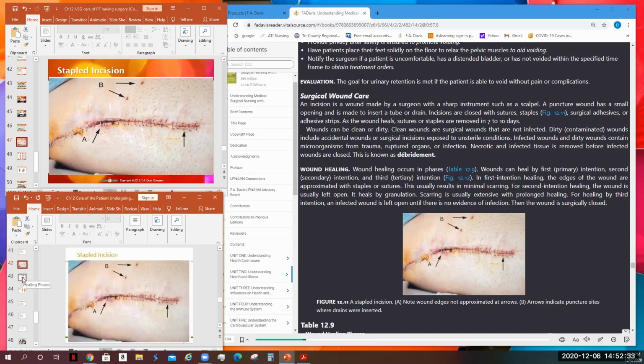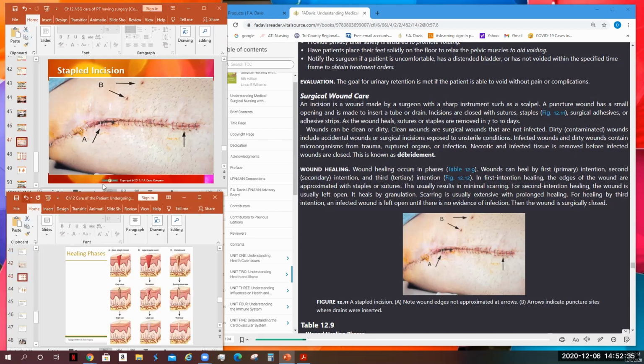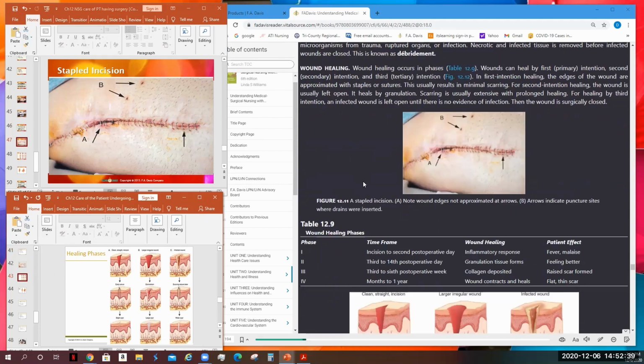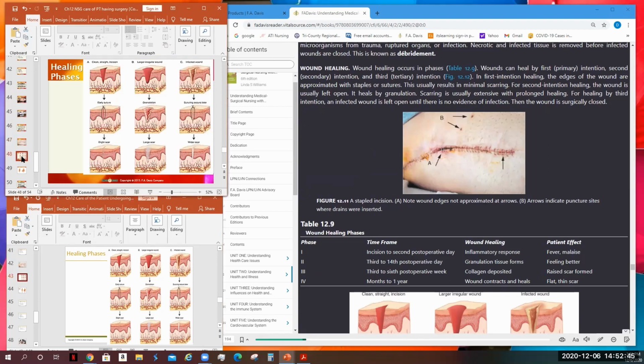Wound healing. Wound healing occurs in phases. Wounds can heal by first or primary intention, second or secondary intention, and third or tertiary intention. In first intention healing, the edges of the wound are approximated with staples or sutures. This usually results in minimal scarring.